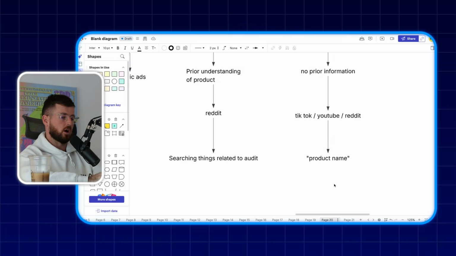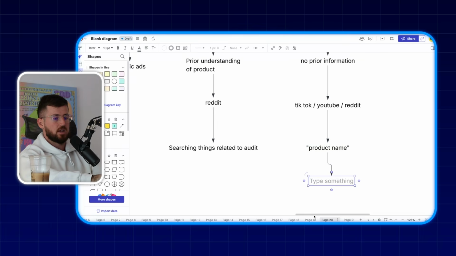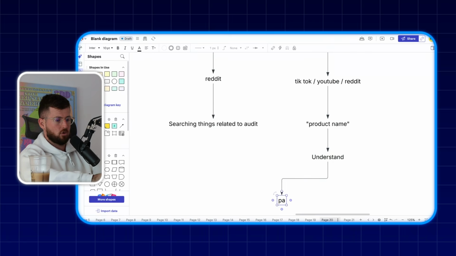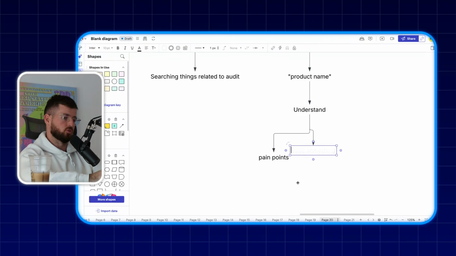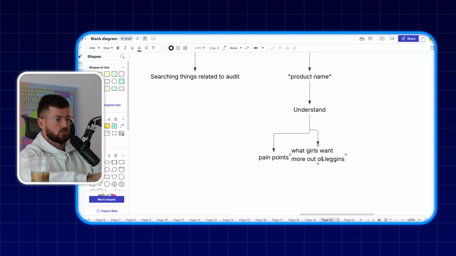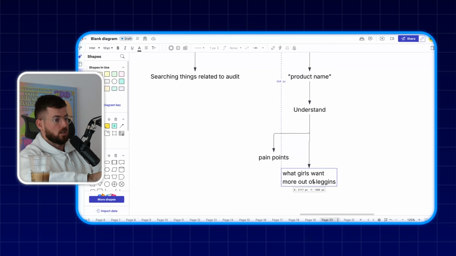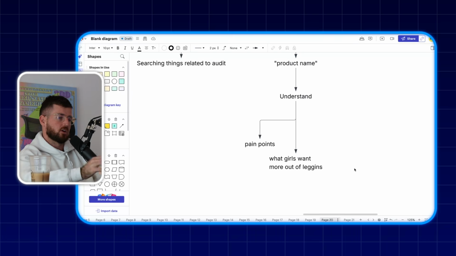My goal here is just to understand pain points. So leggings were too tight. Leggings didn't cover well. A big pain point with a lot of leggings is they don't pass the squat test, which means a girl squats down, doing barbell squats and stuff, and you can kind of see through the backside. So pain points, and what girls want more out of leggings. For example, a lot of girls love when leggings highlight their glutes a little bit more to make their glutes look a little bit bigger.